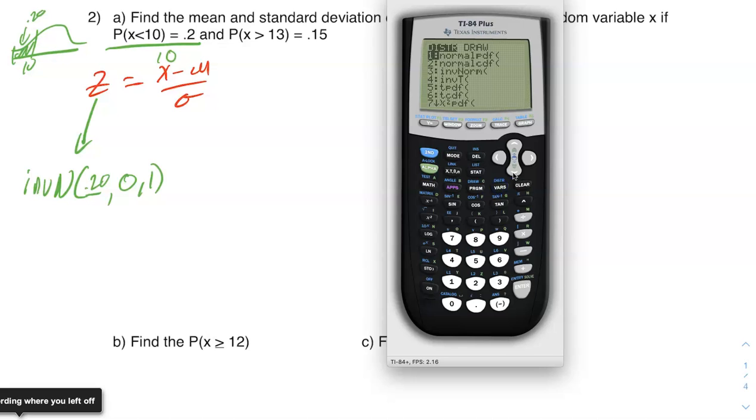Second distribution, invert normal, 0.2. Oops. Remember, we use z, it's always 0, 1 when you use z. Every single time it's 0, 1 for z. So negative 0.84162. Now again, I shouldn't round it until I get a final answer. So negative 0.84162. That's what my z equals, and I still have 10 minus mu over sigma.